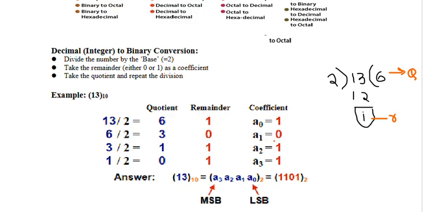So here a1 equals 0, coefficient a1 equals 0. Similarly, now our quotient is 3, so with 3 we have to divide by 2. Again, if you divide by 2 we get 1 as quotient and remainder as 1. So this one is nothing but a2 equals 1. And now we have 1 as the quotient. So again we have to divide 1 by 2.